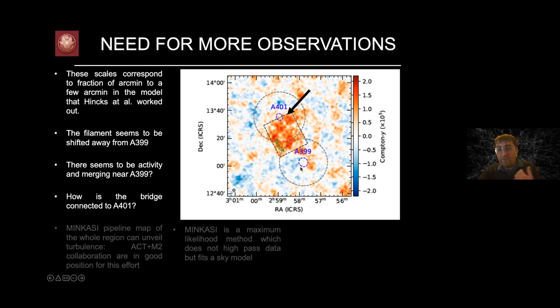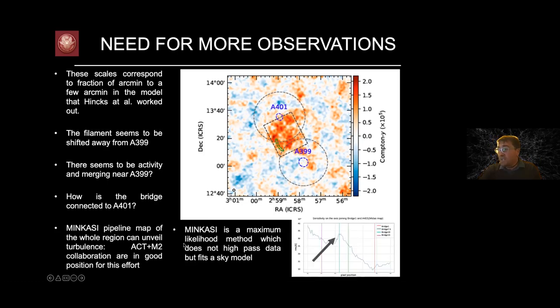With this data in hand, we can finally finalize our analysis of the MUSTANG-2 data and hopefully answer these questions. This can be done with this new pipeline, Minkasi, which was developed by John Sievers and Charles Romero. So this is not like MIDAS, which basically filters out everything above a certain frequency. This is a pipeline that in theory can retrieve turbulence and can retrieve angular scales larger even than the field of view. Of course, you need the sky model to allow you to do this. So it's a maximum likelihood method, which does not high-pass filter as we did with MIDAS.